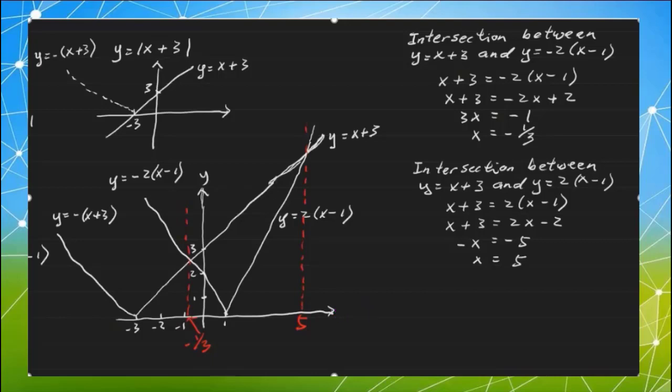So therefore, the correct answer for this modulus inequality is when x is greater than negative 1 over 3 up to positive 5. So therefore, we can write the answer in set notation, that is x is greater than negative 1 over 3 but less than 5, including negative 1 over 3 and including 5.